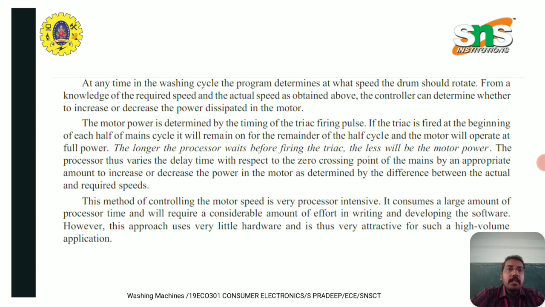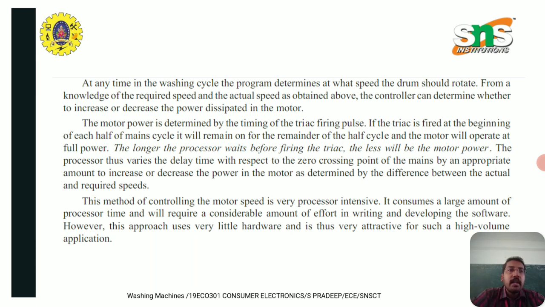At any time in the washing cycle, the program determines at what speed the drum should rotate from a knowledge of the reference speed and the actual speed as obtained above. The controller can determine whether to increase or decrease the power dissipated in the motor. The motor power is determined by the timing of the triac firing pulse.